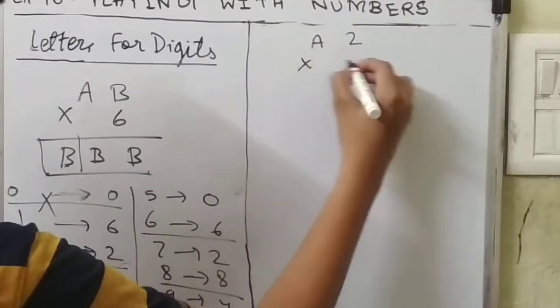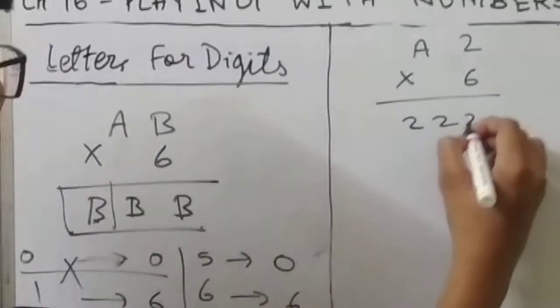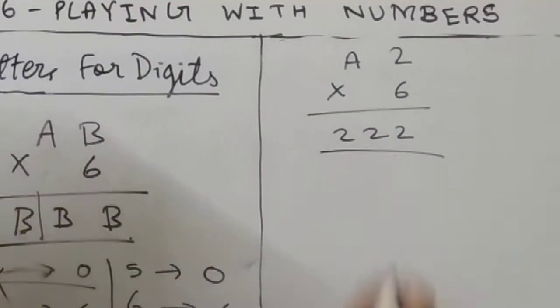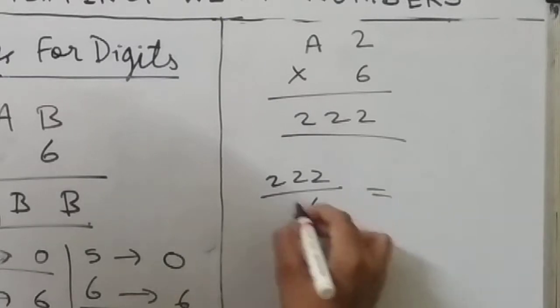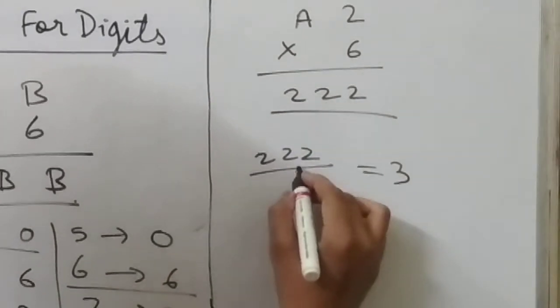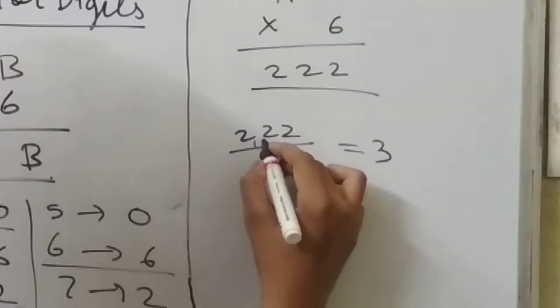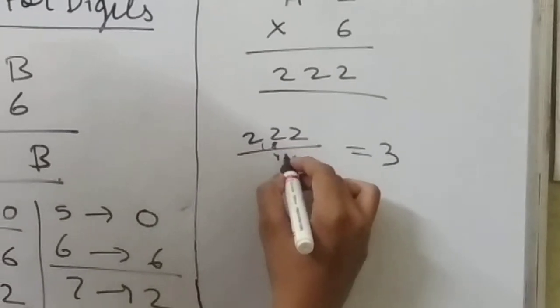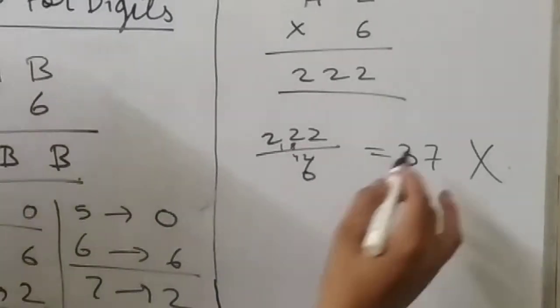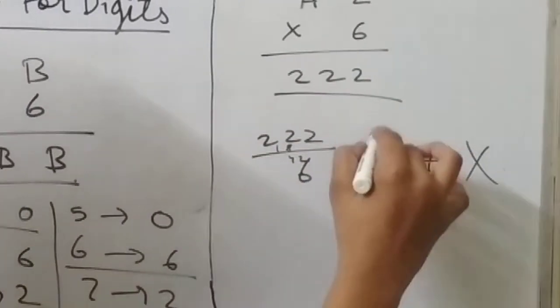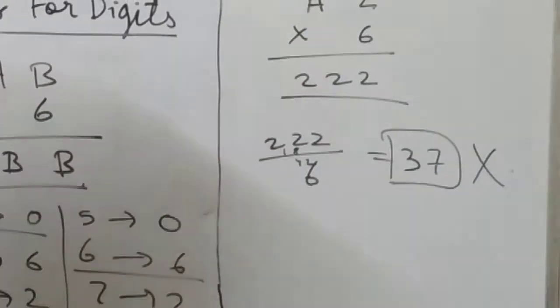A2 multiplied by 6 gives you 222. It's now very simple. 222 divided by 6. Now solve. 6 times 3 is 18, 18, and 6 times 3 is 18, 4 2, that means 7. No, not satisfied. Why? Because 37 times 6 is 222. 37, but we want only 2.